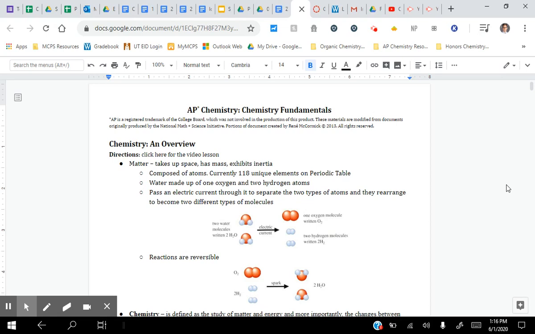Chemistry fundamentals. This particular packet was originally created by Renee McCormick through the National Math and Science Initiative, and then I've heavily modified and added in some extra practice as we go. So you're seeing a modified version of that document here. As we go through, I recommend taking notes. I recommend completing all the practice examples we do together, and then even doing the additional practice that are there for you in order to support your learning.